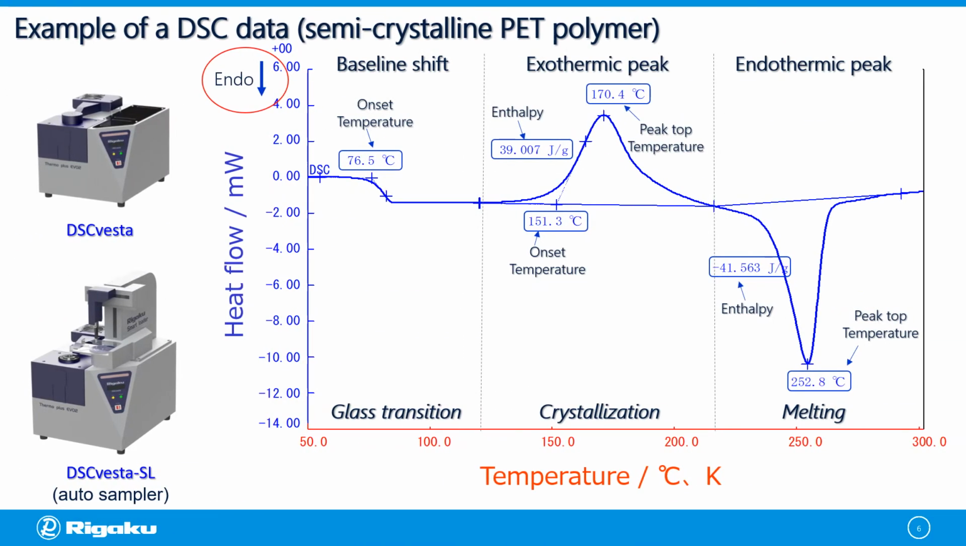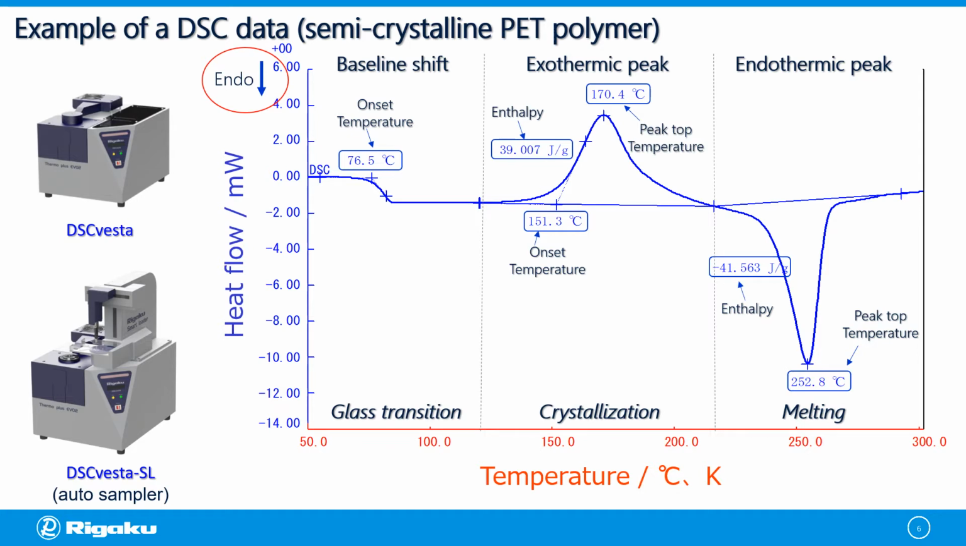Here is an example of DSC data plotted against temperature. Looking at the DSC curve, our first reaction is a baseline shift near 77 degrees centigrade due to glass transition, indicating the existence of amorphous regions within the material. It is followed by a positive peak, or an exothermic reaction, at 151 degrees centigrade due to crystallization, and a negative peak, or endothermic reaction, at more than 200 degrees centigrade due to melting.